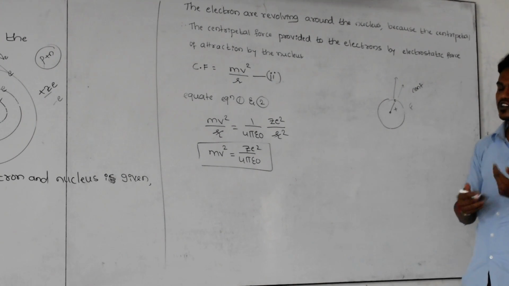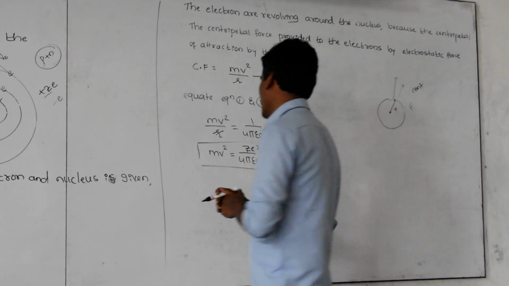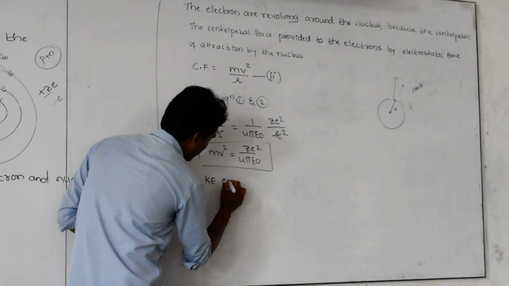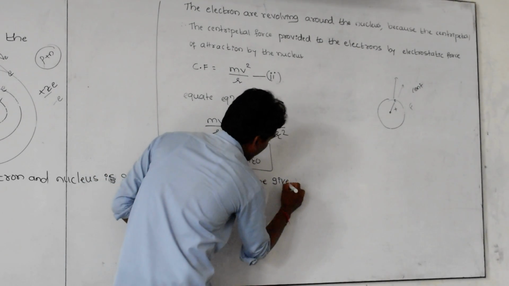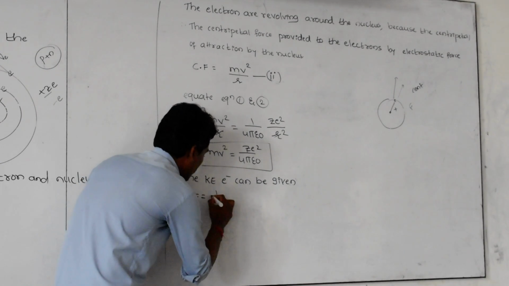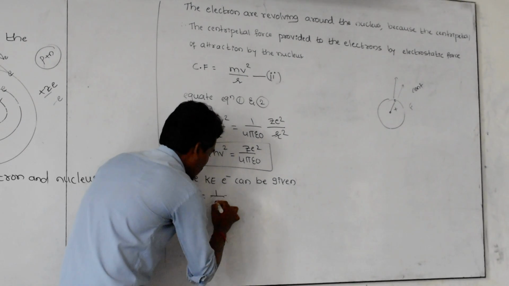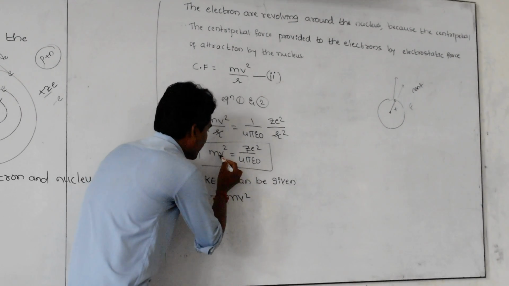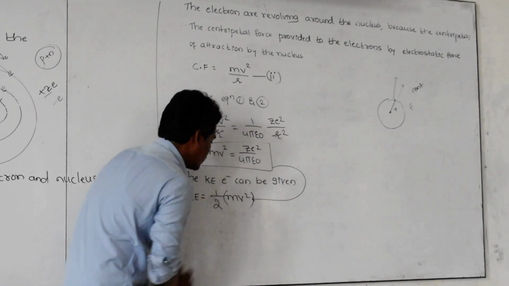It has the property of velocity, in the sense that its kinetic energy can be calculated using the formula 1 by 2 mv square. Therefore, the kinetic energy of the electron can be given by the theoretical formula: kinetic energy is equal to 1 by 2 mv square. And here, substitute the mv square value you already found out into this equation.